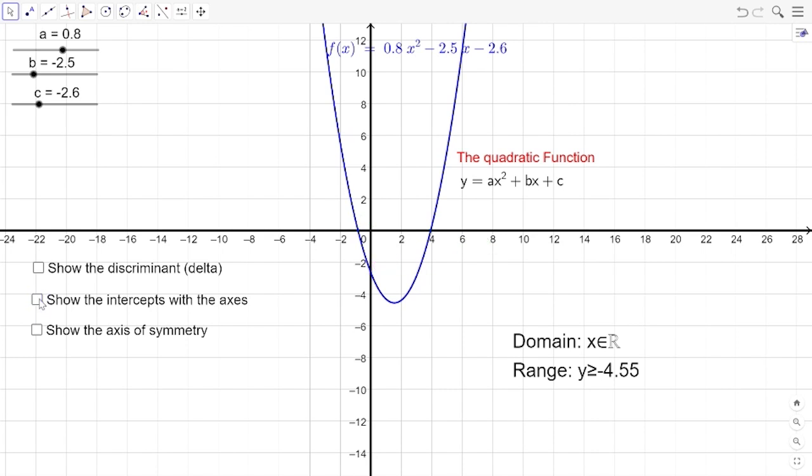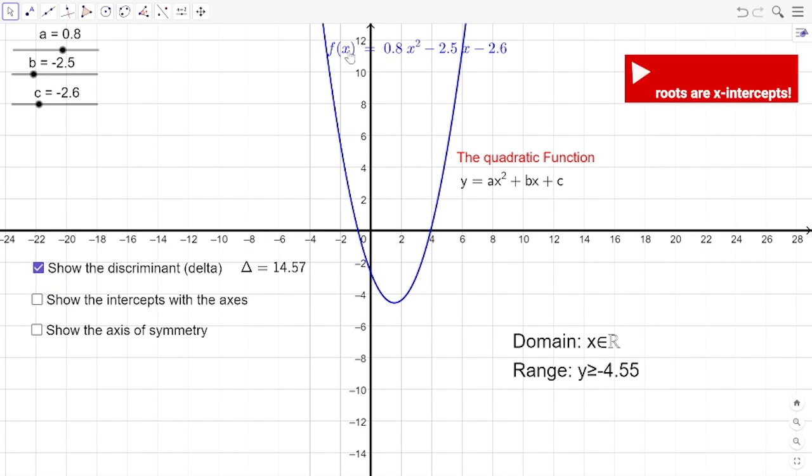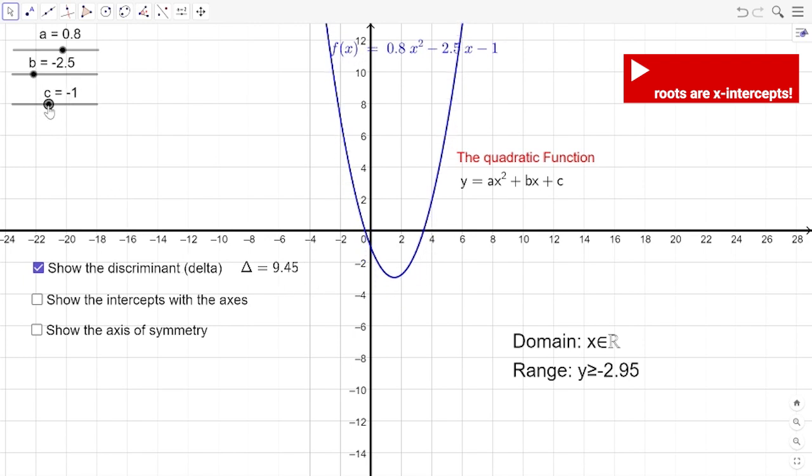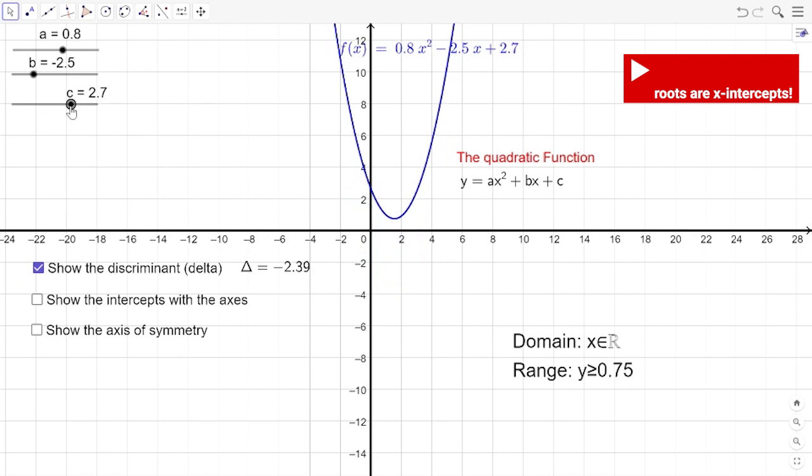The other important little thing is what we call delta, which is b squared minus 4ac. Delta tells us about the nature of the roots of the equation when f of x equals 0, when y equals 0. At the moment delta is bigger than 0 and we've got 2 roots. Notice that if we pick this graph up, delta goes negative and we have no roots.